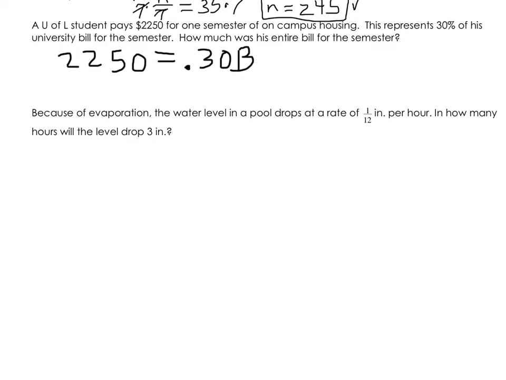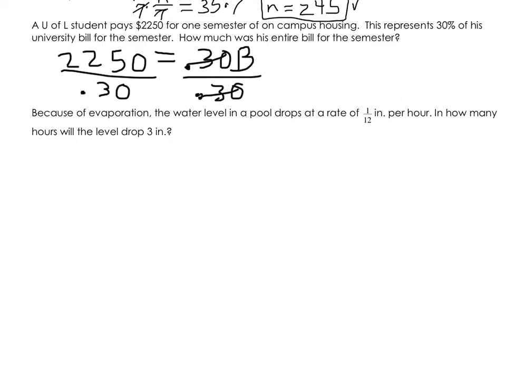So 2,250 was 30% of his bill. We need to solve for the bill, so we're going to divide both sides by 0.30 to eliminate that 0.30, because the opposite of multiplication is division. The 0.30s on the right-hand side will cancel. So we have 2,250 divided by 0.30 will give us our entire bill.